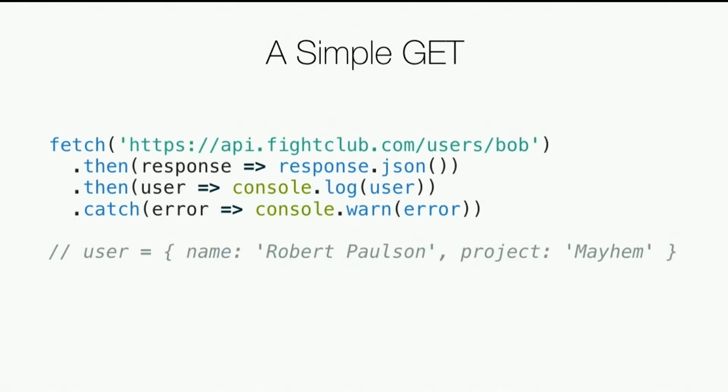So for instance, say I've got a Fight Club API that I want to get some information from. I just call the fetch method. And again, this is available globally, so you don't have to preface that with a module name or anything. You can just say fetch, it's available on the global window object, and give it the URL of where you want it to make a request from.